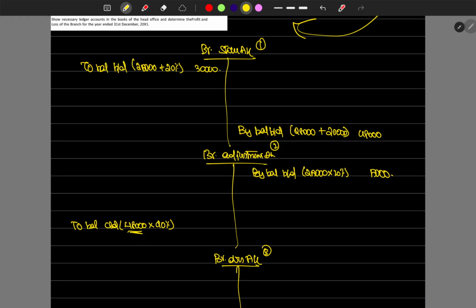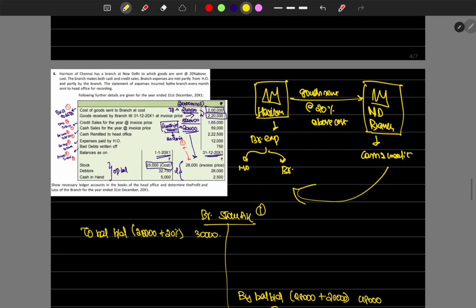Guys, this is not the cost value, so we should not calculate like this. This is the IP. If it is IP, what we have to do is 20 divided by 120, because the IP is 120, right? To get a clear understanding, see the previous video. In the previous video, at the end part, I discussed this IP price calculation and the cost price calculation. You will get a better view on that. So 48,000 into 20 divided by 120 comes to 8,000, which is the branch adjustment, right? Okay, done.